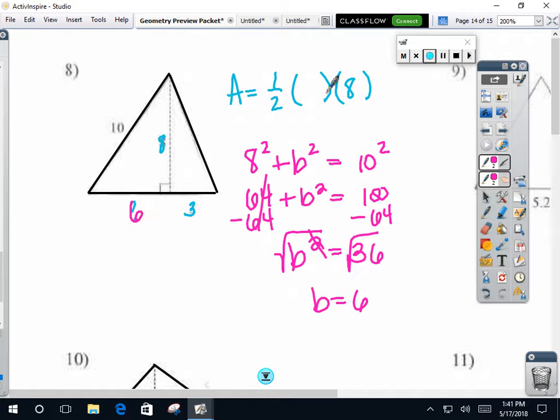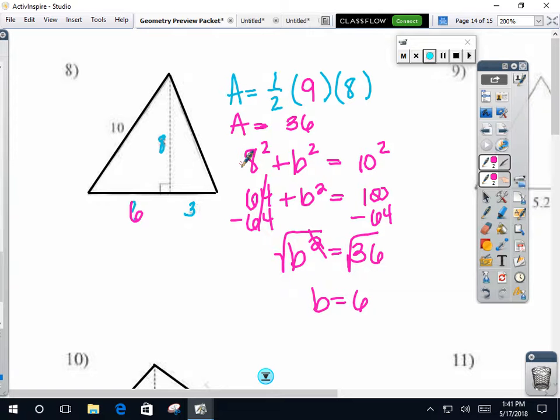the total base is 9. So to find the area, 1/2 times 9 times 8. Right. That's it. Okay, now let's go to number 9.